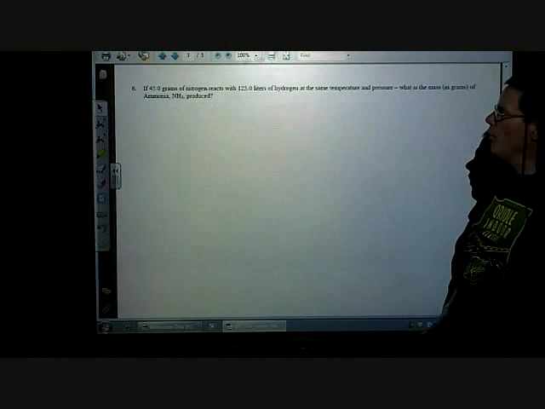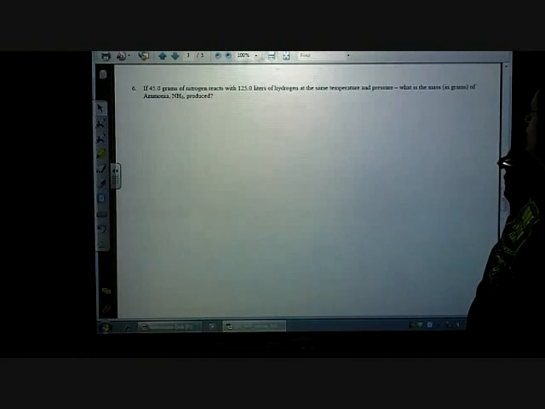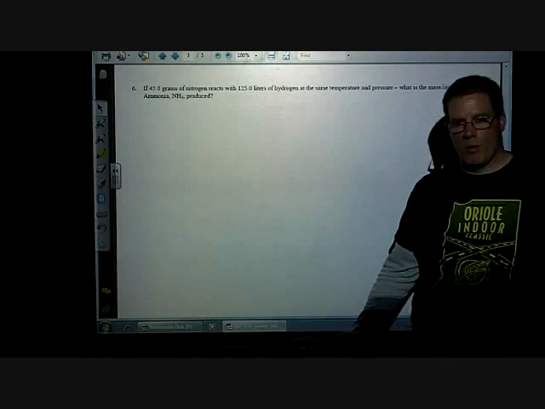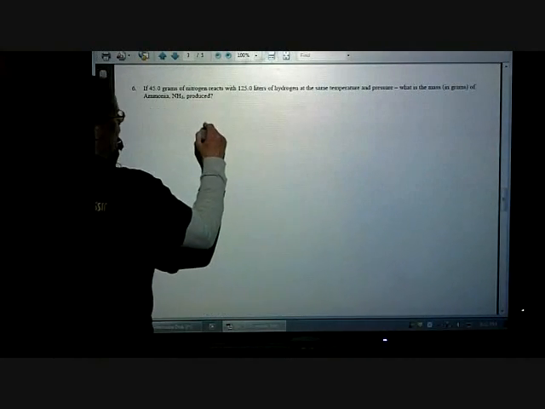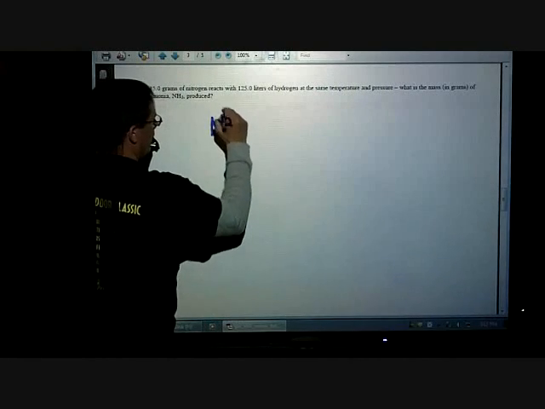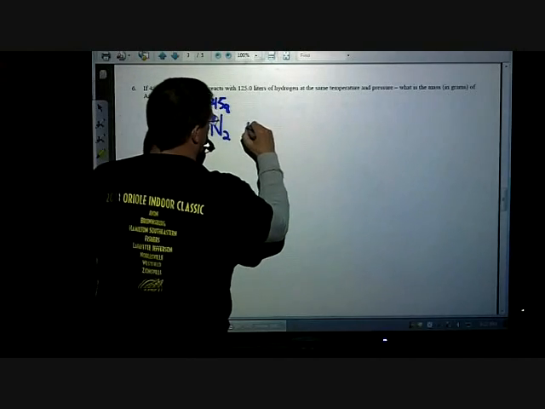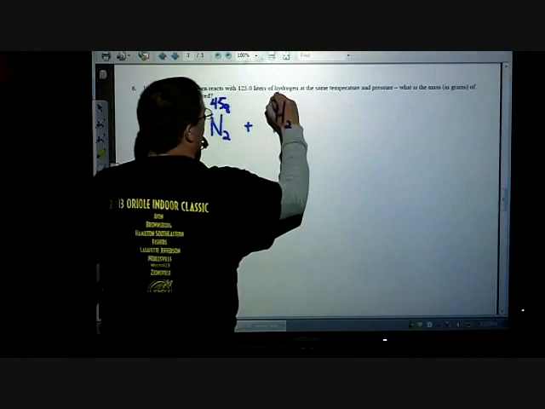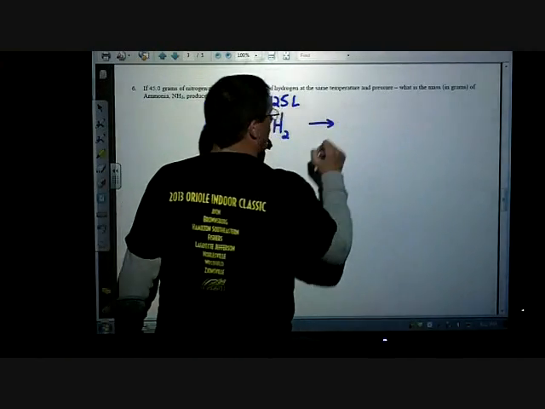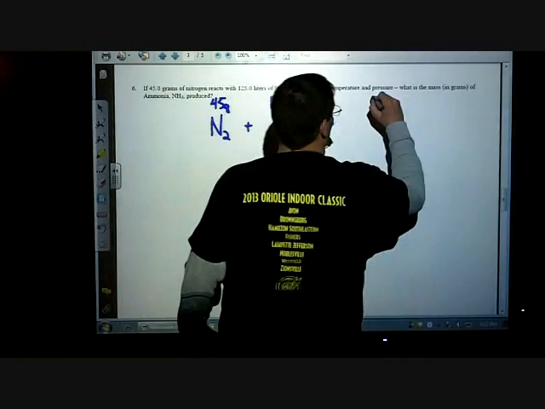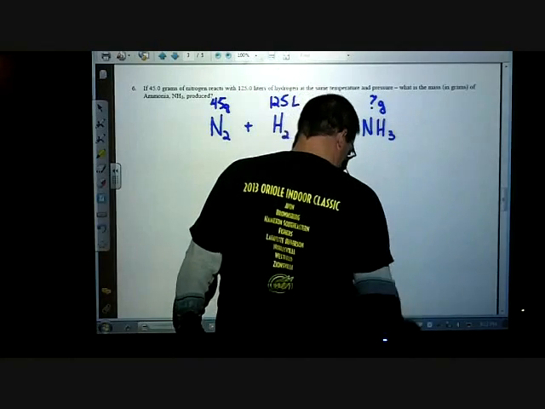Number 6, if 45 grams of nitrogen reacts with 125 liters of hydrogen at the same temperature and pressure, what is the mass in grams of the ammonia produced? All right, we have 45 grams of nitrogen, so let's go ahead and write that down first. We have nitrogen, 45 grams. We have hydrogen, which is 125 liters. And the question wants to know what mass in grams, question mark, grams of our ammonia is produced. Okay.